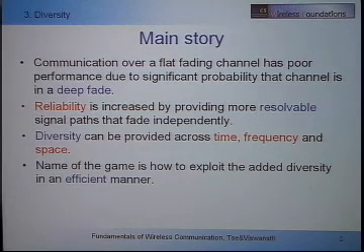And the name of the game turns out to be, once you have the physical diversity, it's not so difficult to design a communication scheme that gets that diversity. However, what is more interesting is how do you get that diversity in an efficient manner? That is, to still keep the data rate high. And that's the focus of this section.